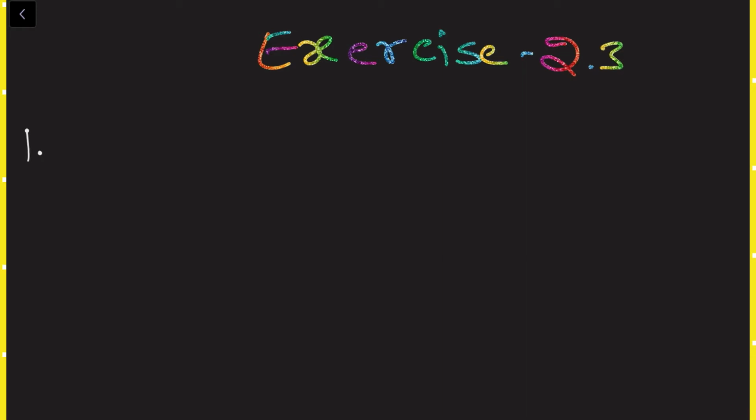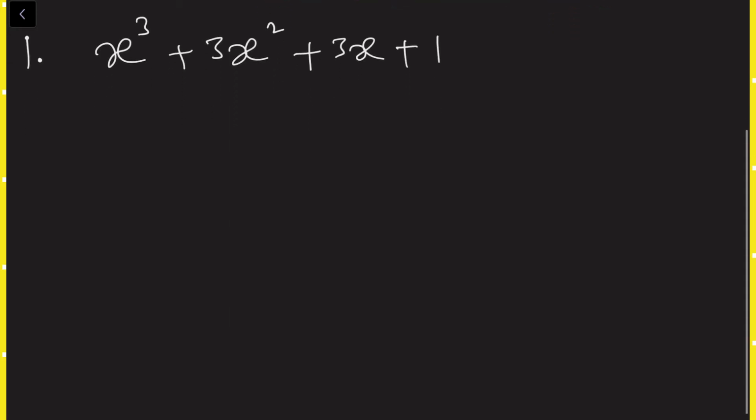In this exercise 2.3, the first bit is they gave one polynomial, x cube plus 3x square plus 3x plus 1. Find the remainder when x cube plus 3x square plus 3x plus 1 is divided by the following linear polynomials. In this, the first one is x plus 1. So he is asking just a remainder only.